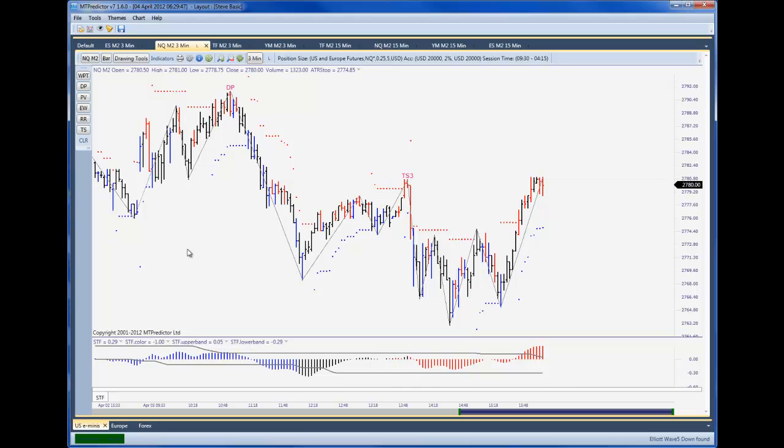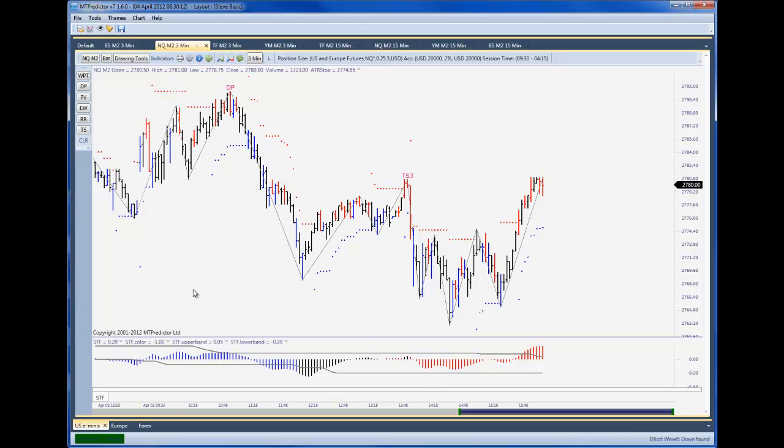In this video I'd like to look at how the NQ unfolded yesterday. That was Tuesday, April the 3rd. So we've got a couple of setups on our MTPredictor chart. This is actually MTPredictor version 7, the new version we're still in beta testing at the moment. But I'd like to use this to have a look at the setups we have.